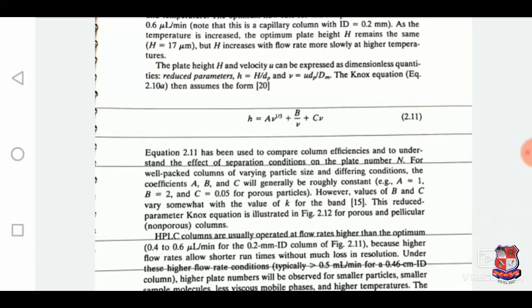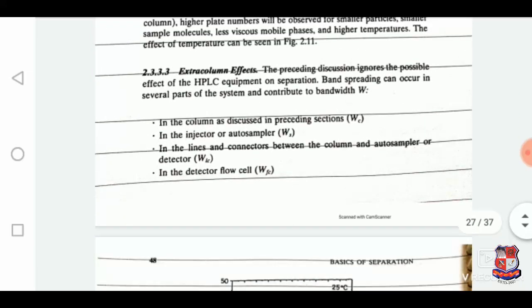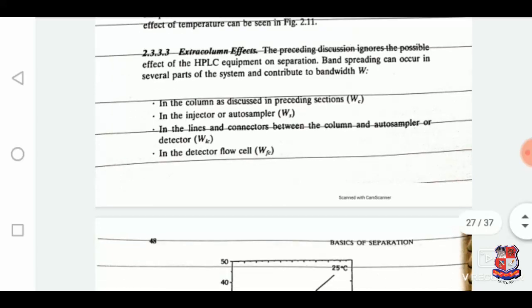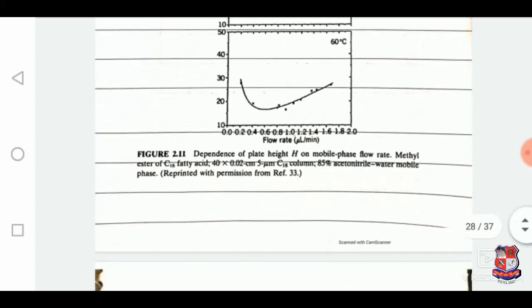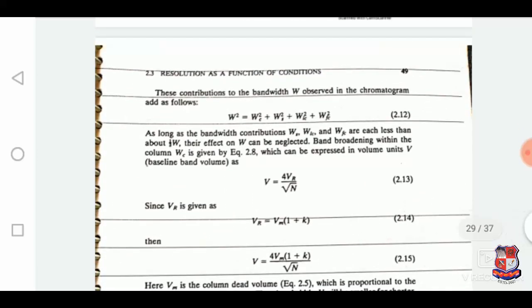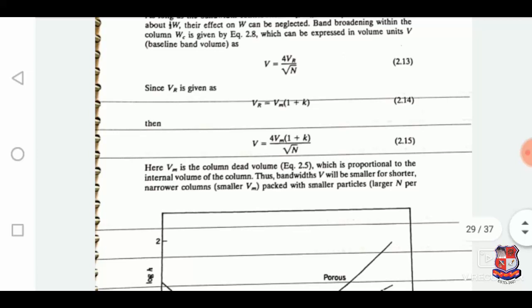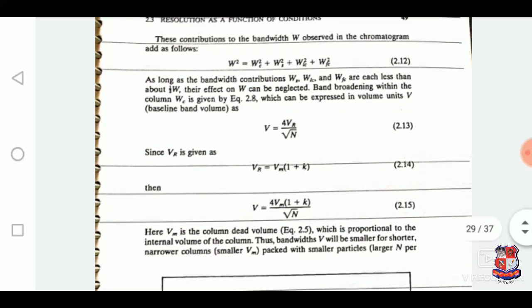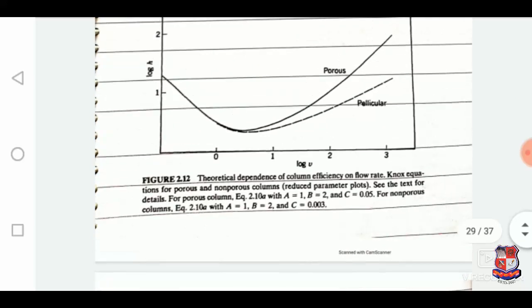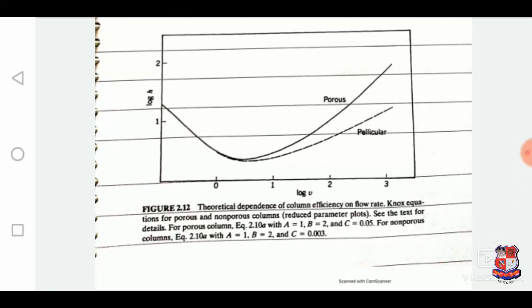This is another equation, the Knox equation. Extra column effects have to be considered while separating the different components, and here are the different components. This figure illustrates the dependence of the plate height on mobile phase flow rate, methyl ester C16, and this is a condition. These are the equations of baseline band volume. This figure illustrates the theoretical dependence of column efficiency on flow rate.